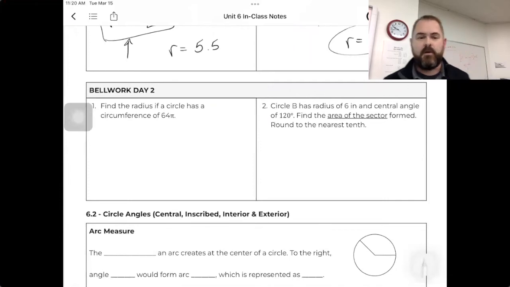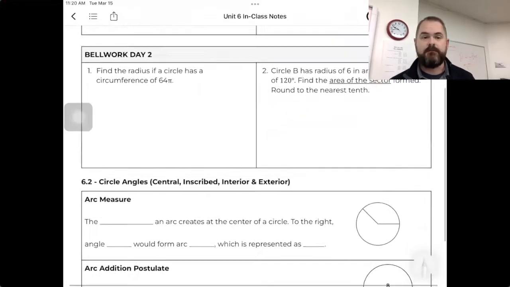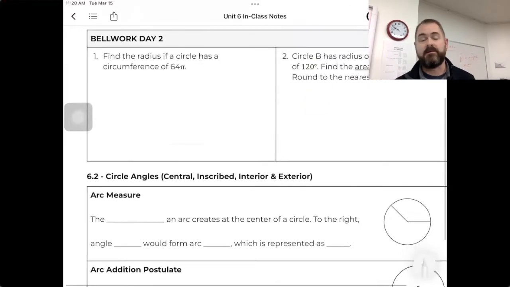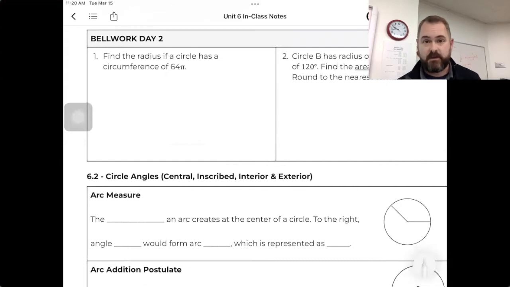In this lesson video, we're going to take a look at day 6.2, and we're going to be talking about circle angles, or specifically angles as they're related to circles. There's 4 different kinds of angles we're going to look at. Those are central angles, inscribed angles, interior angles, and exterior angles. But first, we need to really understand what it means to have an angle intercepted by an arc.